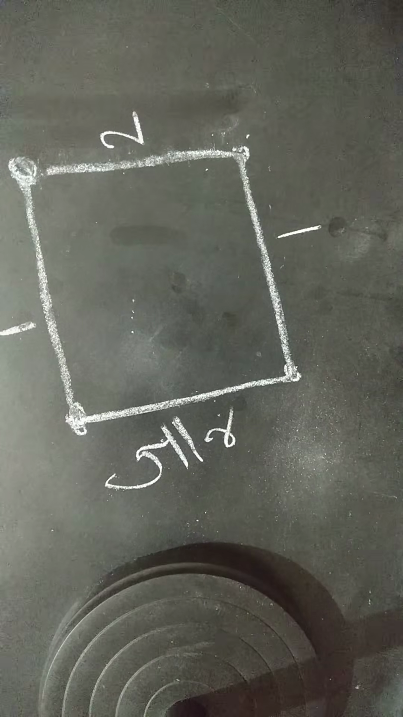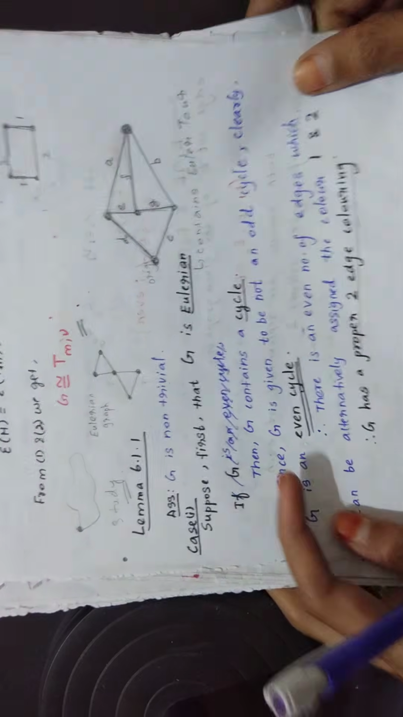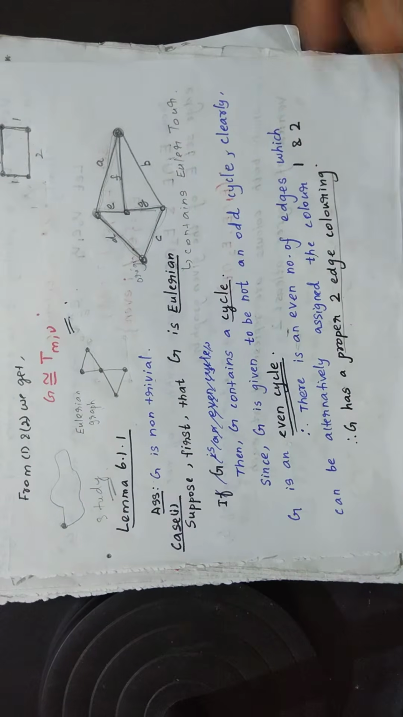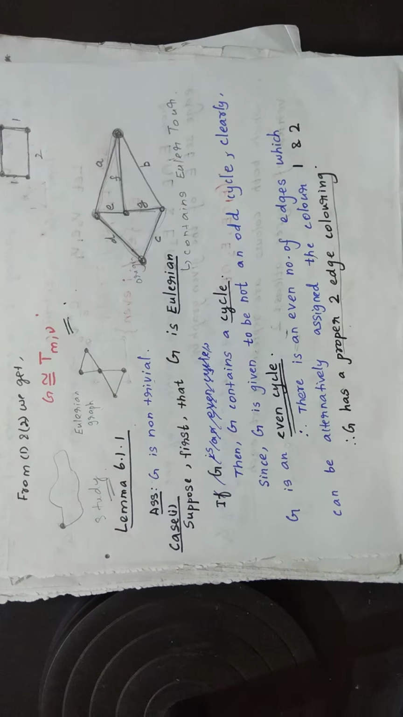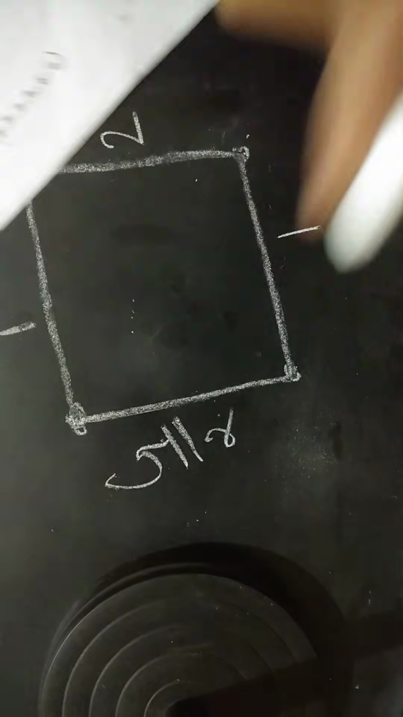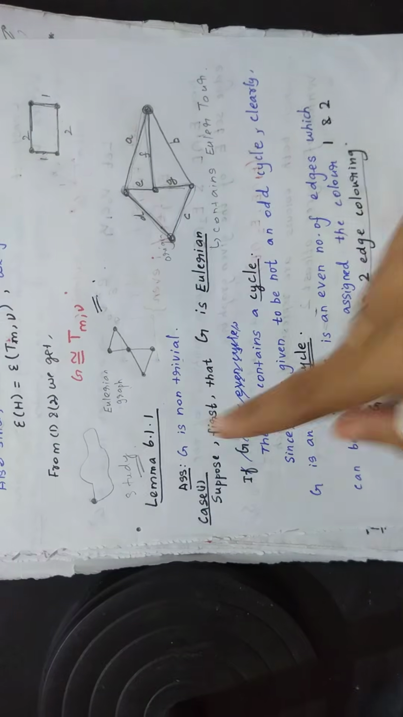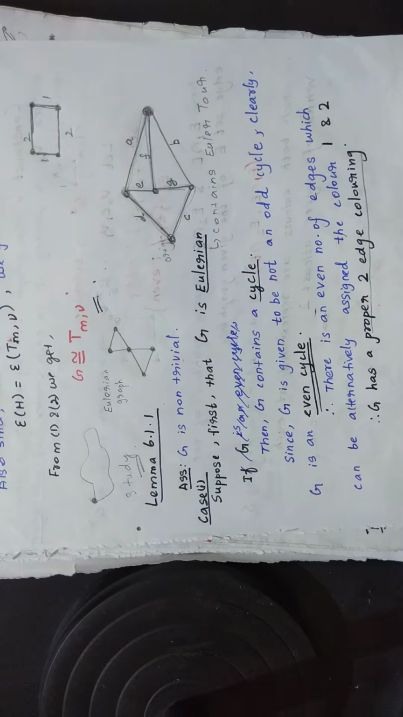For that, we can follow my notes. Here you can see the proof of this lemma. First, you are assuming G is non-trivial. Trivial means the graph will have no edges. A graph with no edges is called trivial. So here you are considering a non-trivial graph, which means a graph having many edges. That is the kind of graph you are considering.